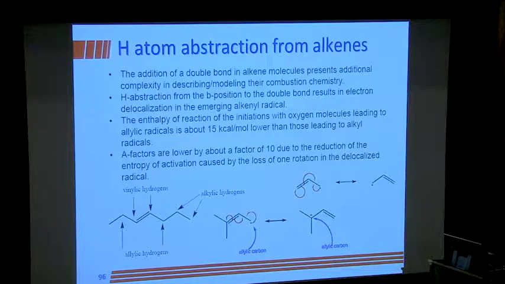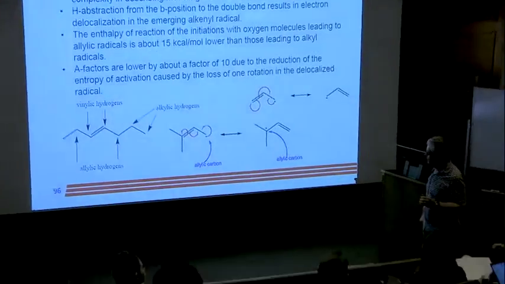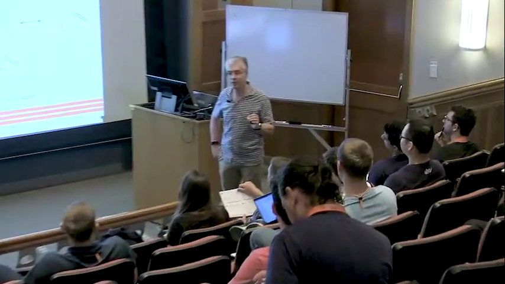But when you abstract, if you compare abstraction of a primary hydrogen atom in propane and a primary hydrogen atom in propene, the frequency factor for abstraction is about an order of magnitude lower in propene relative to propane because you have one less rotor in the product. So it's similar to this transition state, the 5, 6, 7, 8 membered ring that I was talking about yesterday.